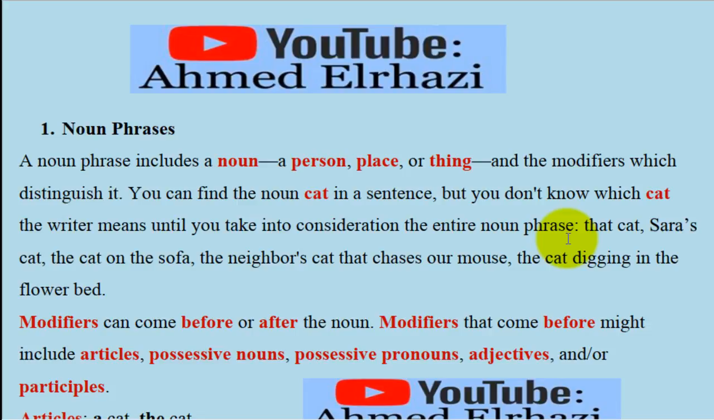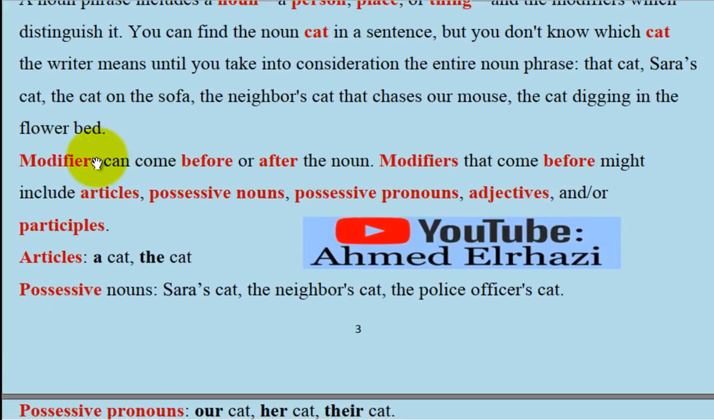You can find "cat" in a sentence, but you don't know which cat the speaker is talking about. Therefore you take into account the entire noun phrase, the whole nominal phrase: that cat, Sarah's cat, the cat of Sarah, the cat on the sofa, which cat, the neighbor's cat that chases our mouse, the cat digging in the flower bed, etc.